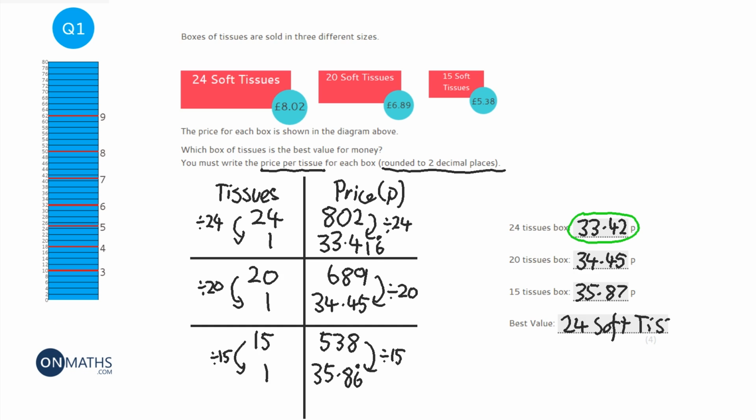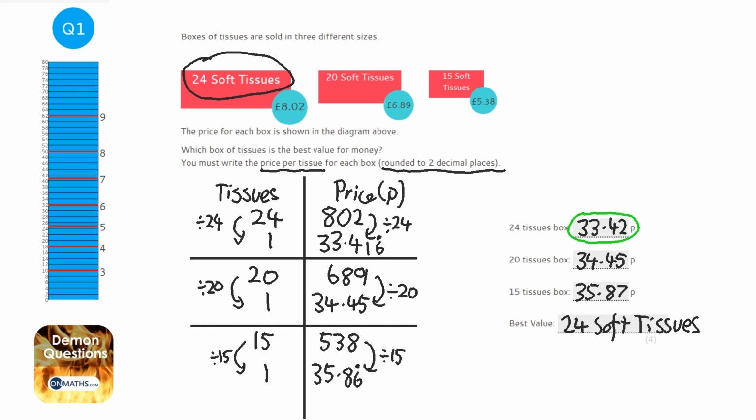Tissues. Now in your answer, make sure that you write exactly the same as in the question so that it's absolutely clear which one you think is the best value. Now if you worked the other way, if the question didn't specify how to do it and you were working out the amount of tissues you get per penny, then obviously it works the other way. You want the biggest number because you want the maximum amount of tissues per penny. So just be a little bit careful of that.